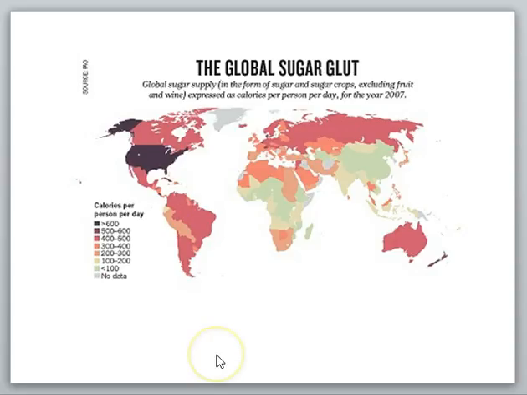Notice in this map, the United States stands out. This is calories per person per day from sugar, and that is sugars other than the sugars that we would have in fruits and other natural sources. So pretty much the idea of consuming processed sugar. You can see in the United States we consume a lot more sugar calories than anywhere else in the world. That is really the nature of this obesity problem that we have.